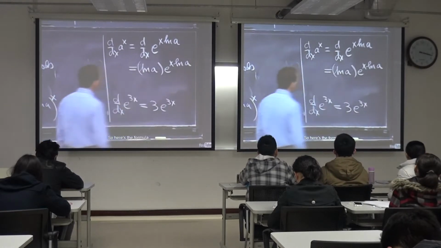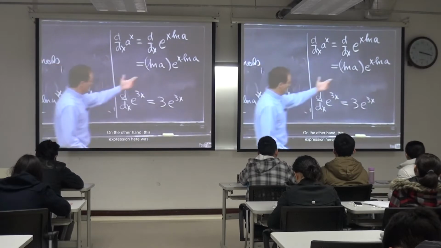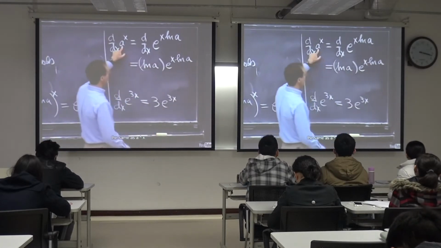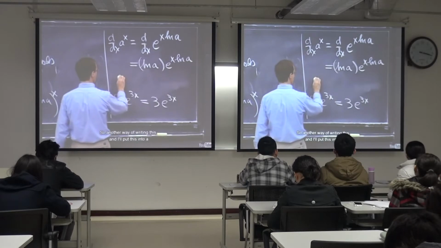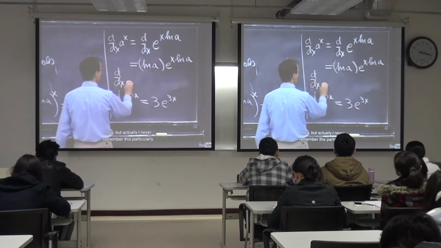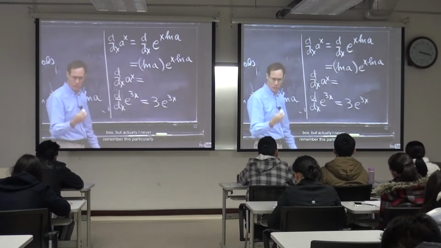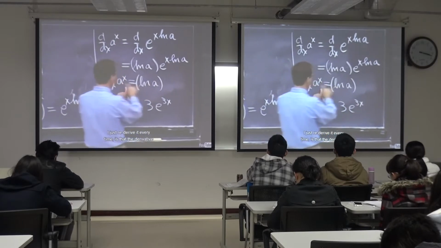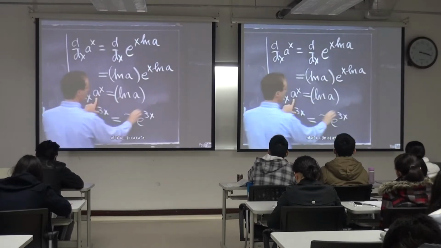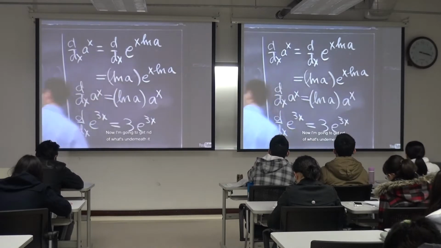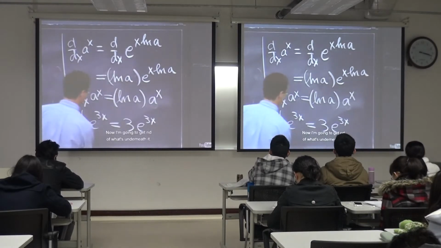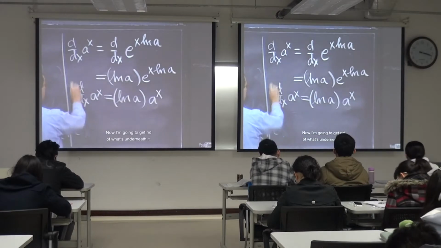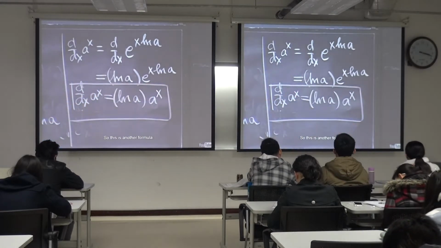All right, so here's the formula. On the other hand, this expression here was the same as a to the x. So another way of writing this, and I'll put this into a box, but actually I never remember this particularly, I just rewrite it every time, is that the derivative of a to the x is equal to log a times a to the x. All right, now I'm going to get rid of what's underneath this. All right, so this is not unplanned.